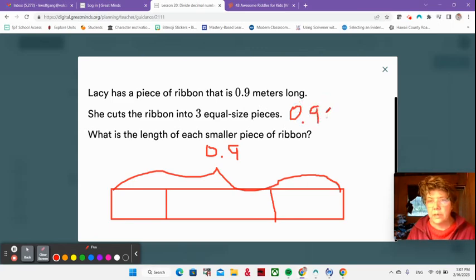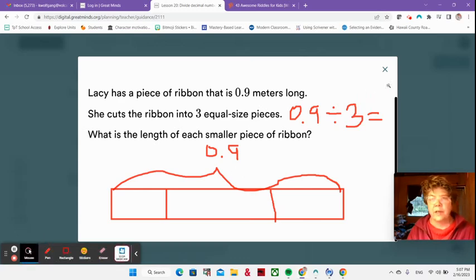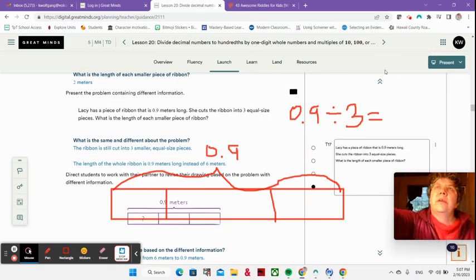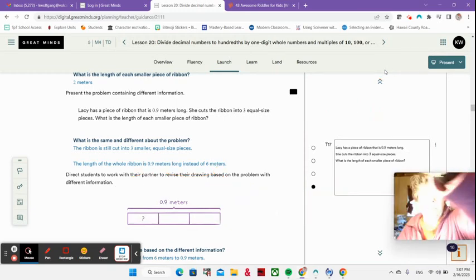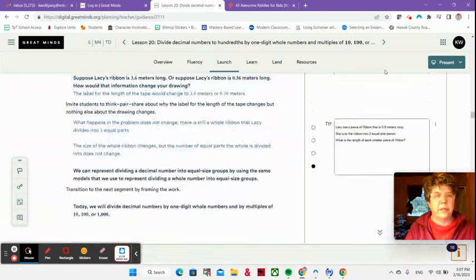9/10 divided by 3. And you might be thinking about 9 divided by 3, right? 9 divided by 3 is 3. So could each of these be 3/10? Seems like that could be possible, right? Okay.